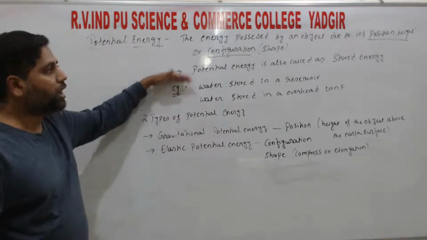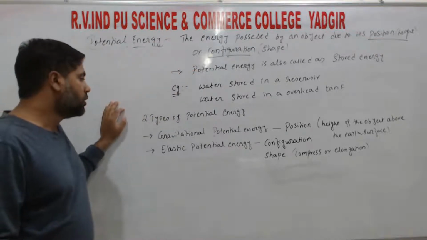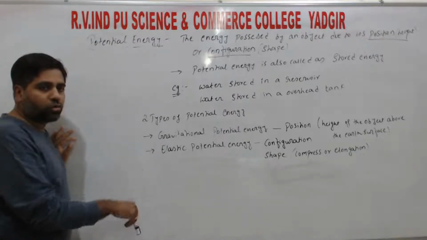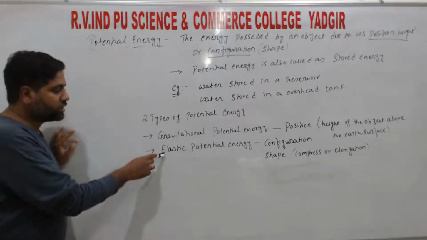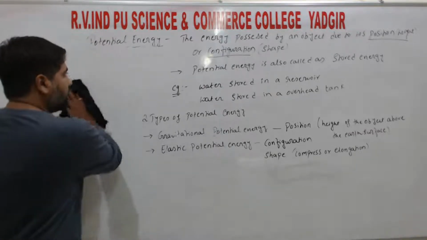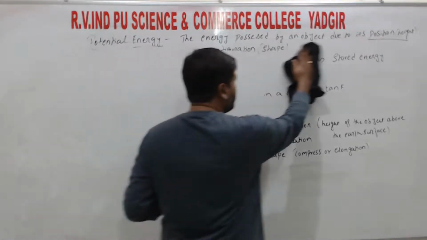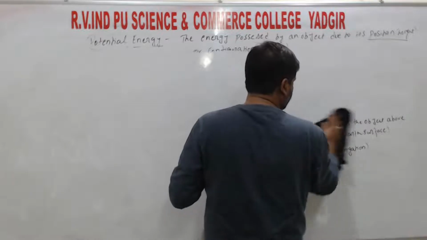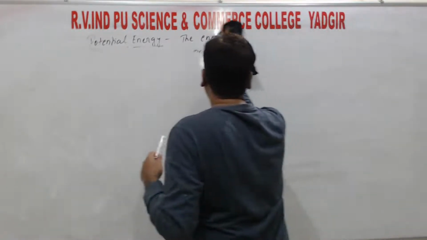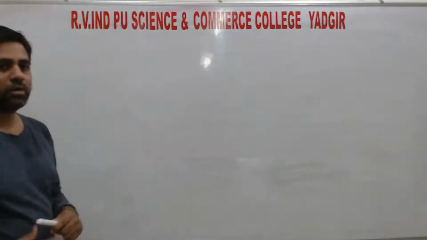Up to now you must have studied in high school definition, then example, right? So mostly you need to concentrate on these two topics. One is gravitational potential energy and another one is elastic potential energy. Let's discuss one by one. For gravitational potential energy, we need to write the mathematical relation, and also for elastic potential energy.